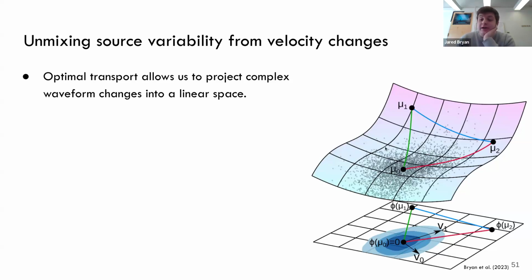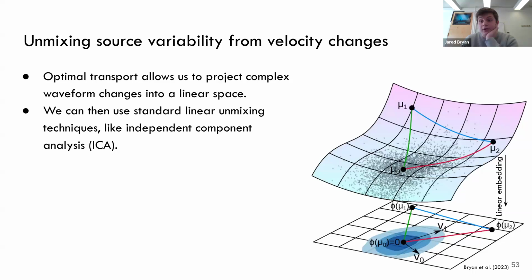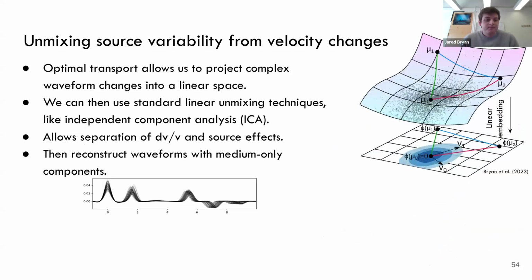Choosing this particular metric allows us to define some transformation of this signal, so that we can embed this nonlinear space into a linear space in a way that preserves information. So we don't throw away any information by doing this. And we like living in a linear space because it lets us use standard linear unmixing techniques like independent component analysis, where we can separate these different modes of variation.